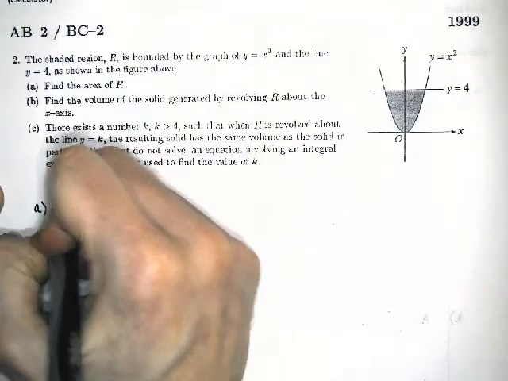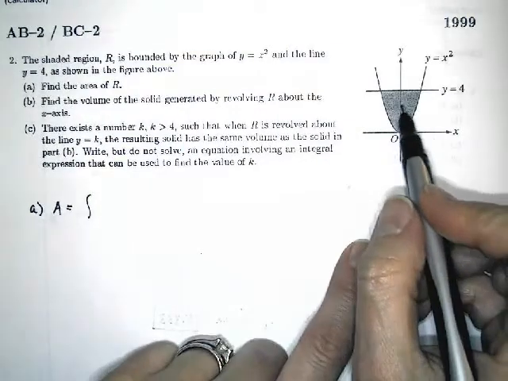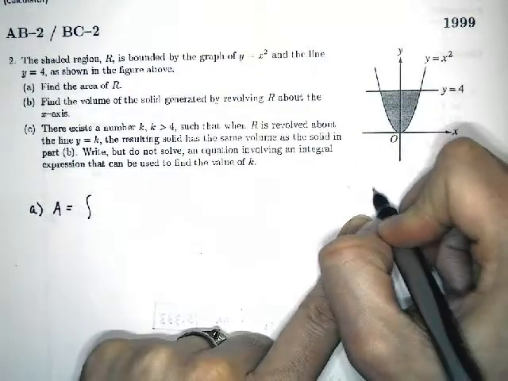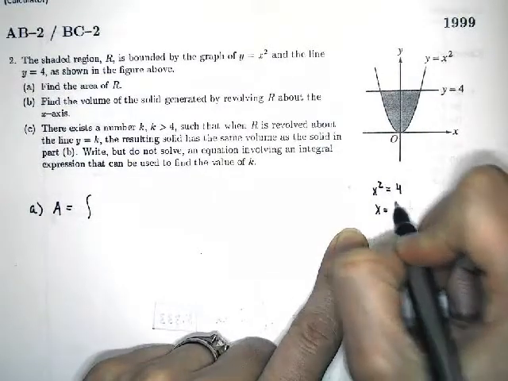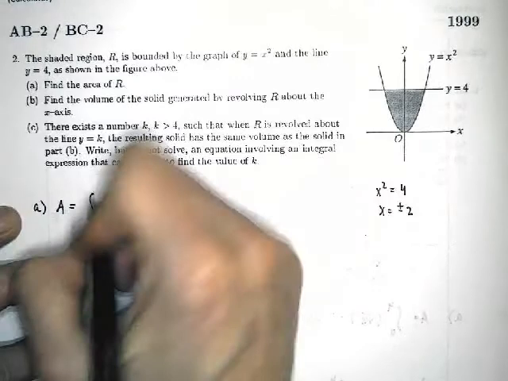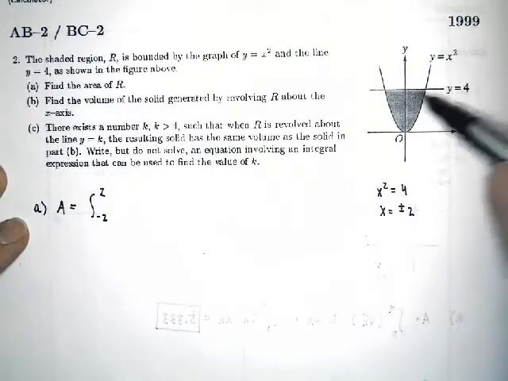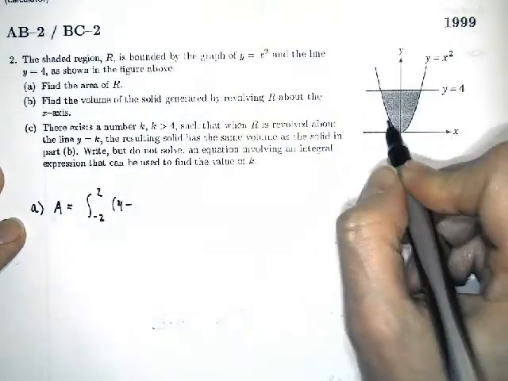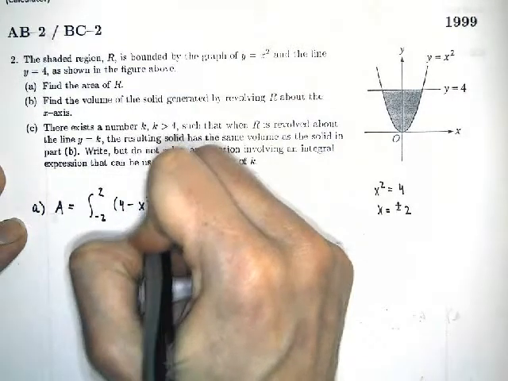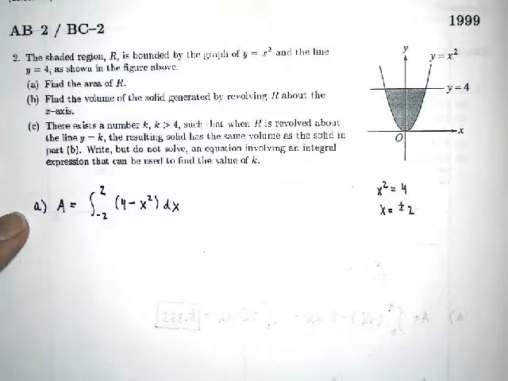So our area is going to be the integral. Now my intersection points here, really I'm looking for where is x squared equal to 4. So we know we're going to have positive or negative 2, so those are going to be my limits of integration. And we're going to do top minus bottom. Now in this case, our top is 4. My bottom is my function x squared. So my integrand is 4 minus x squared. We're going to have our dx.